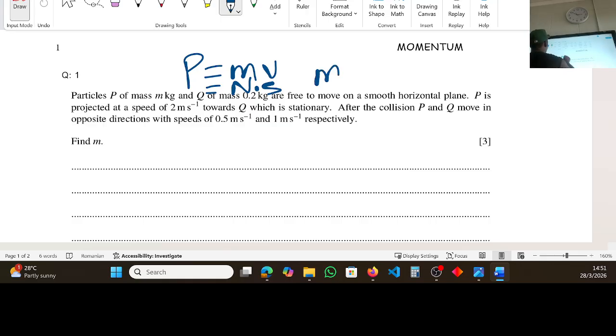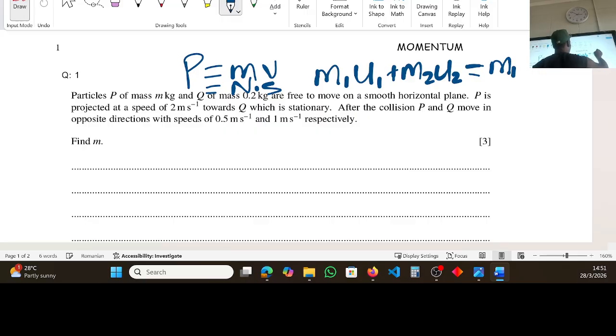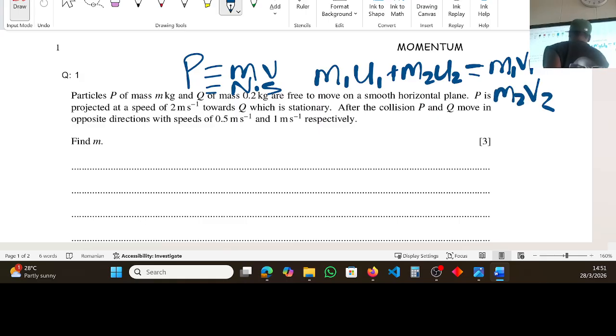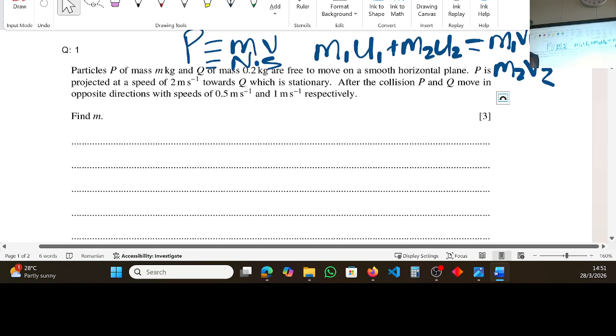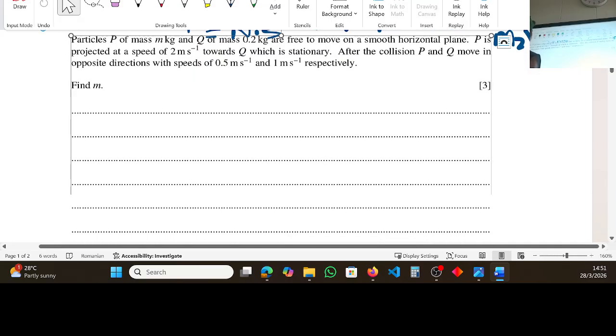So in other words, if I've got two objects, m1 with an initial speed u1 plus an object m2 with initial speed u2, whatever happens, if there's a collision, this will be equal to, because momentum is conserved, m1 v1 plus m2 v2. So if we have that in mind, I'm sure we'll be able to play around with these problems. So have a look at the first question we have.